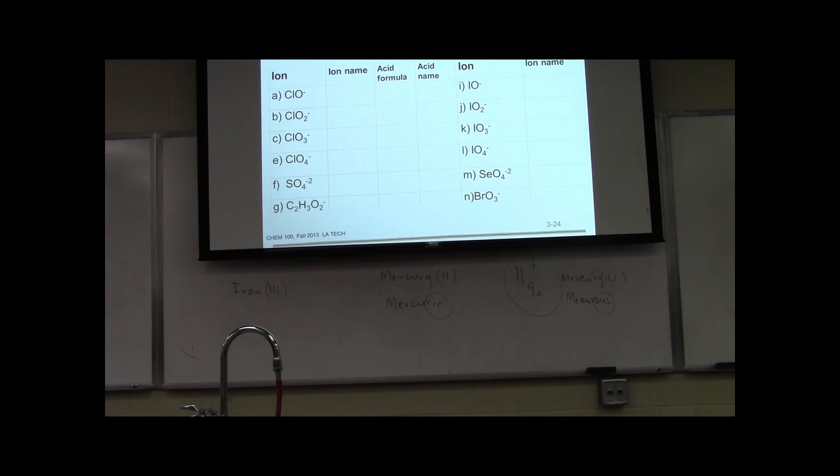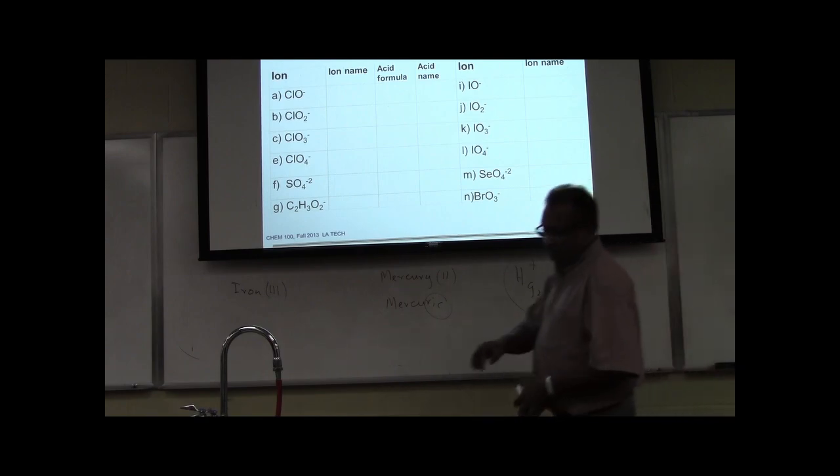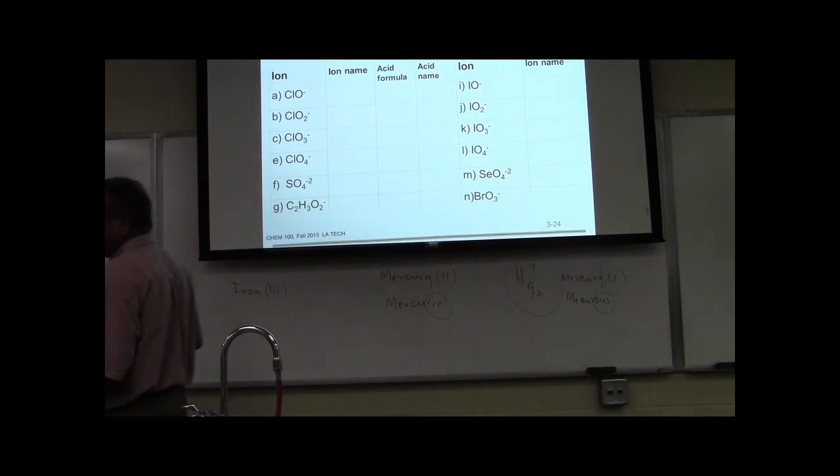This is going to be chlorite, ClO2 minus. ClO3 is chlorate. ClO4 minus is perchlorate. Now these are all ions, okay? Ions. Now if you look at this one, what is the name of this acid?